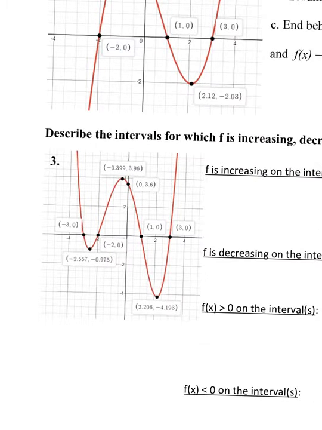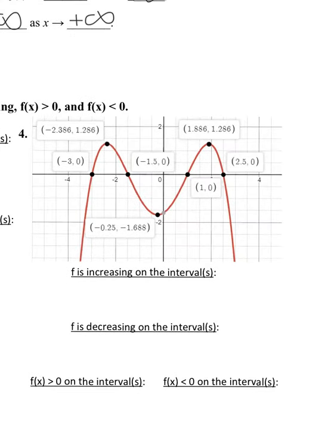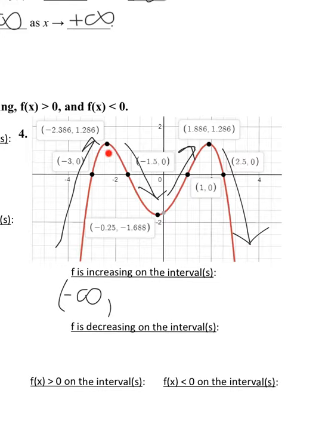Okay? And I'll do this one with you all. So, wherever it's increasing like this, then it decreases, then it increases some more, then it decreases again. So we have 2 intervals of each. So if it's coming from the left, it's coming from -infinity, and then it stops and it turns. You just need the x value at -2.386, and then it increases again from this point here up to that point there.